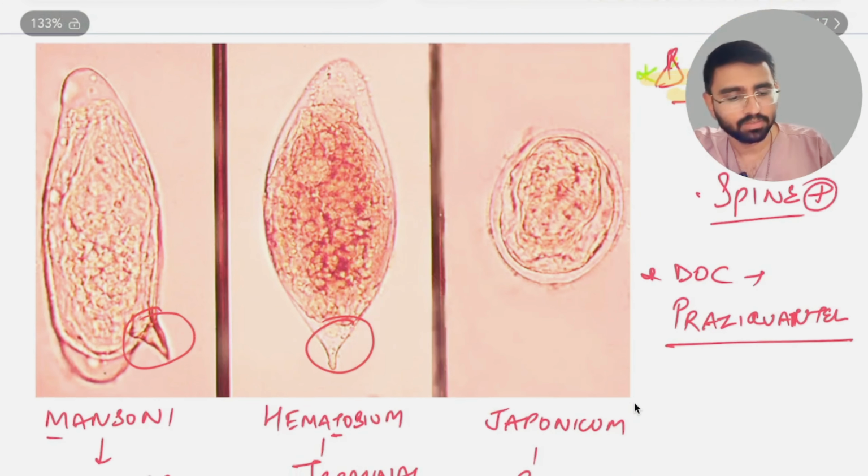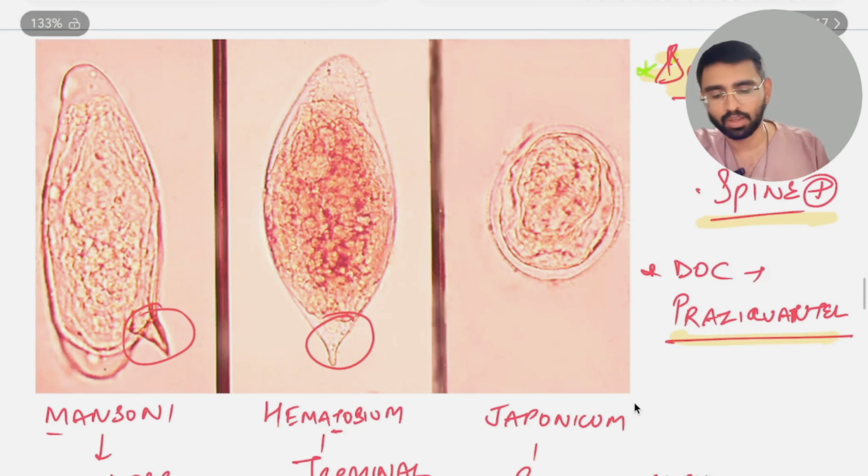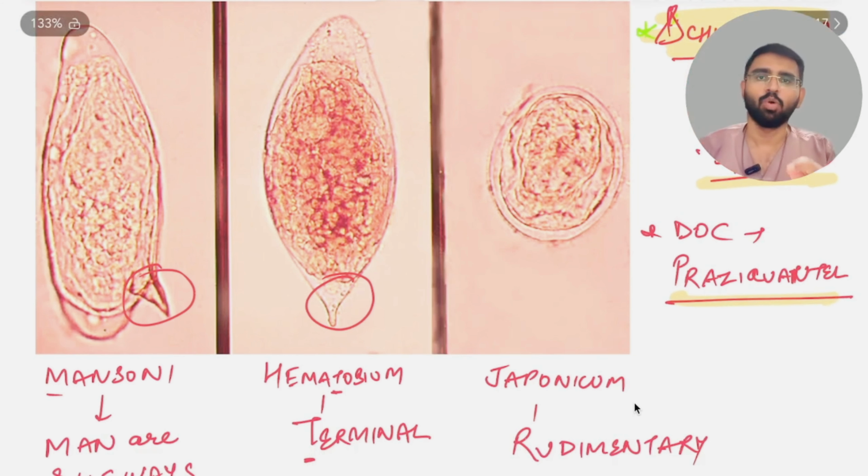Next one is Schistosoma. In Schistosoma, the main feature is the presence of a spine. The drug of choice for Schistosoma species is praziquantel. So there are 3 species, as we all know: Schistosoma mansoni, hematobium, and japonicum.